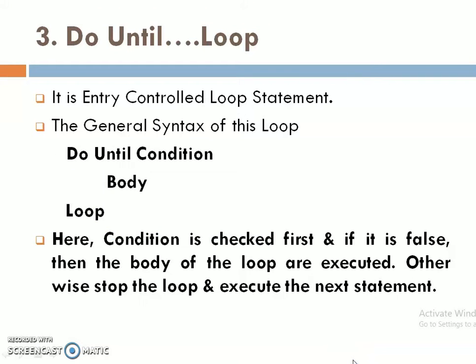The third looping type is the do until loop. It is an entry control loop. The general syntax of the do until loop is: do, then space, then write until, then space, we write the condition, then we write the body of the statement, then to close the loop we use the loop word. Here the condition is checked first. If it is false, then the body of the loop is executed. Otherwise stop the loop and execute the next statement.